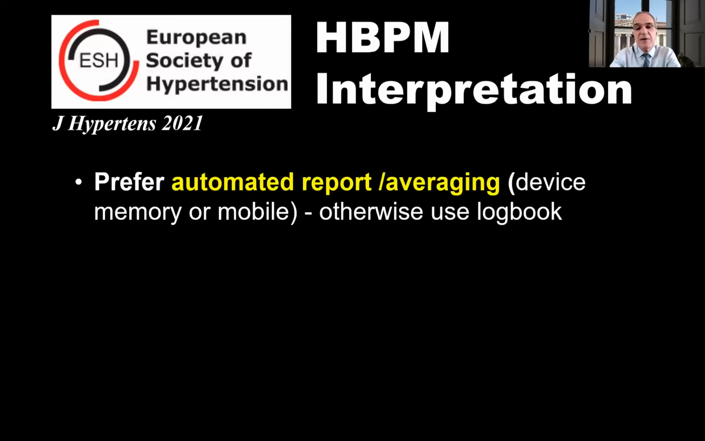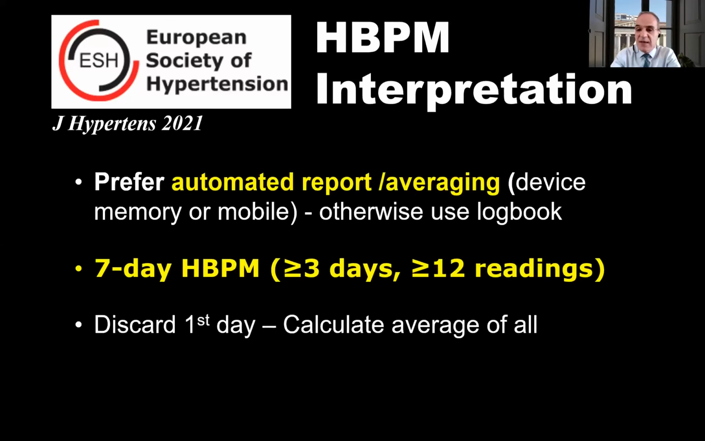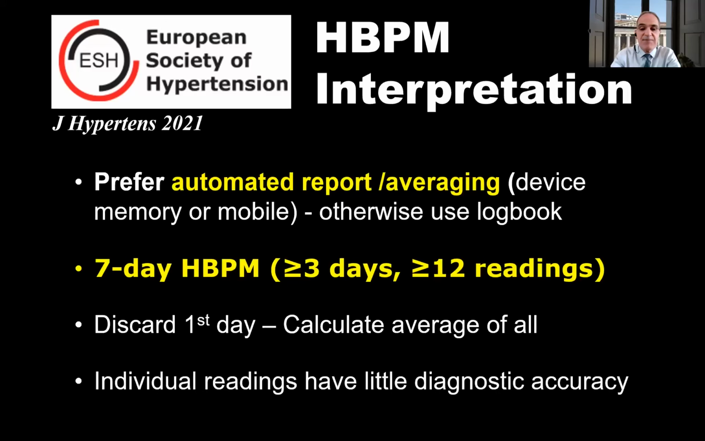For interpretation, we prefer to have an automated report with averaging. Otherwise, we give a piece of paper for patients to report their home measurements. We ask the patients to take 7-day home monitoring, no less than 3 days and no fewer than 12 readings. We discard the first day because the first day gives higher and unstable values, and calculate the average of all readings. Individual readings, even if they are very high, have very little diagnostic accuracy and should be ignored. And the average should be lower than 135 over 85. Ideally, lower than 130 over 80.